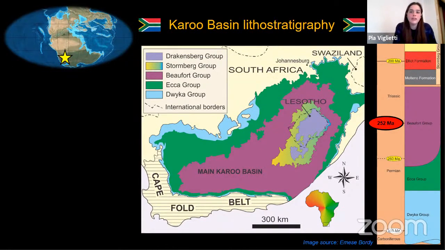And just to place this extinction event in the context of the Karoo Basin and its lithostratigraphy, this extinction event is preserved within the Balfour and Katberg formations of the Beaufort Group. And I've shown it here with the red age constraint of 252 million years. That's sort of about when it occurred in time.